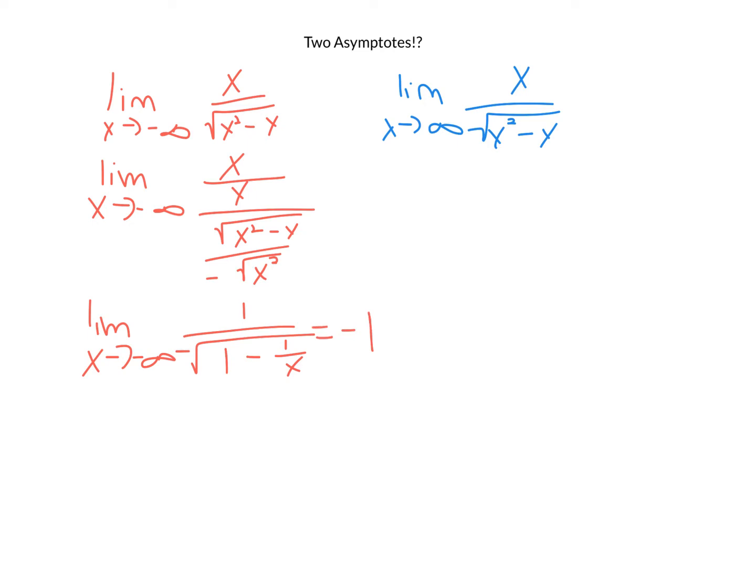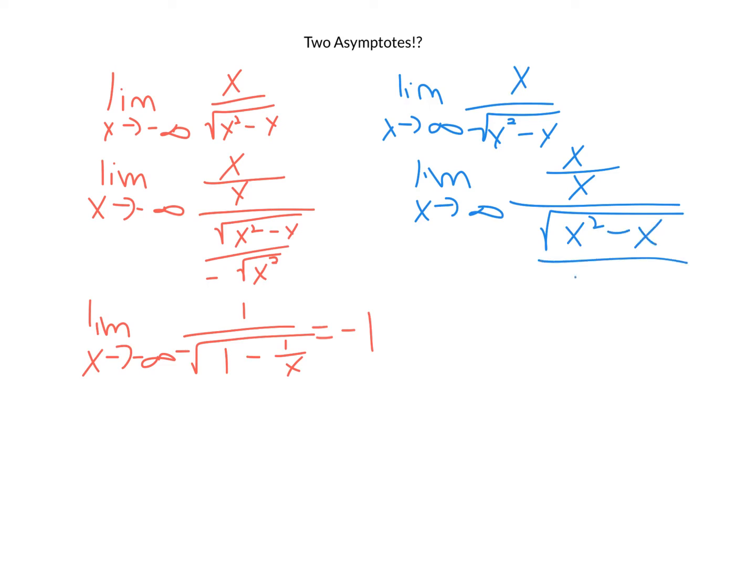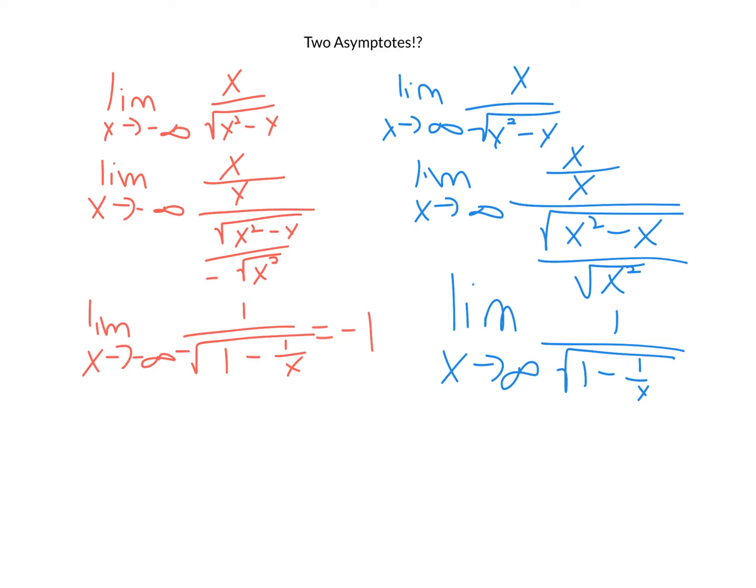And over here, same story, divide by x. Divide by the square root of x squared. And then we're going to get 1 over the square root of 1 minus 1 over x. And then as you go to infinity, it'll be 1 over 1, which is just equal to 1. So you have two horizontal asymptotes, negative 1 and 1, with this given function.